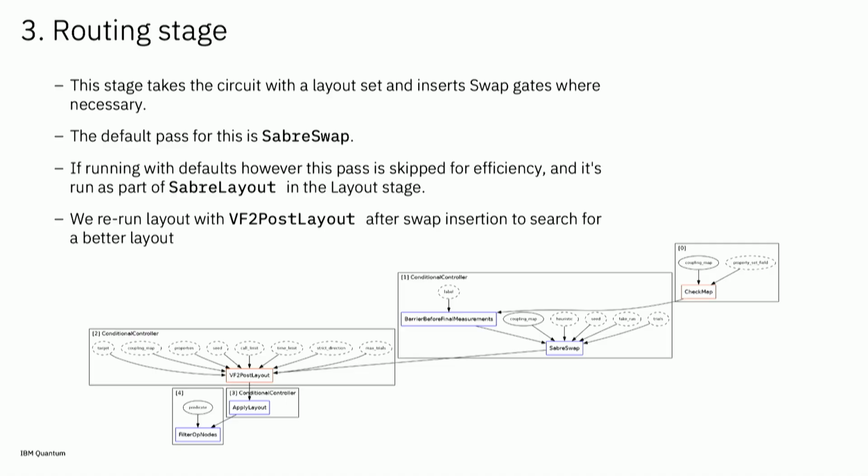But in the preset pass managers, we skip it because we've already inserted the swap. And so that's why at the end of the layout stage, you could see there were swap gates in there already. And this is just a runtime efficiency thing. It's the same algorithm, just split out.